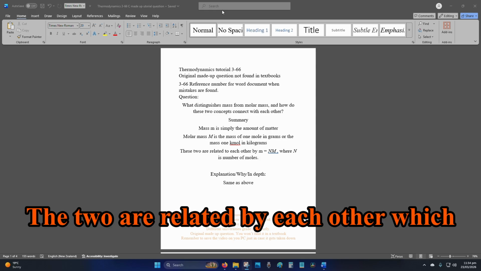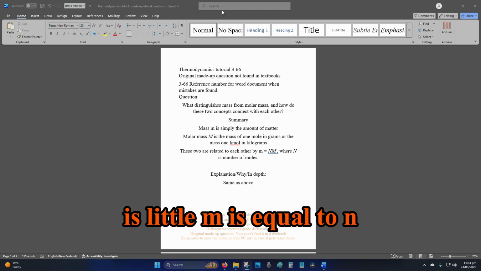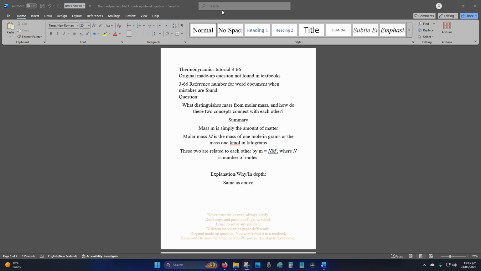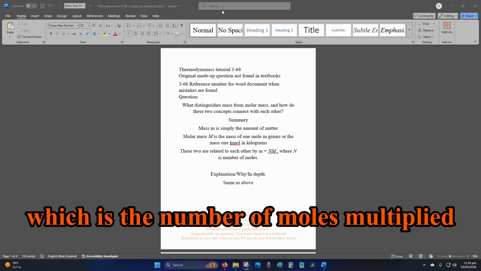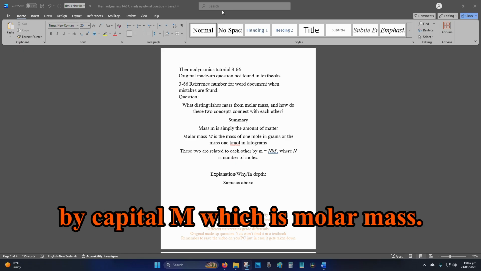The two are related to each other, which is little m is equal to n, which is the number of moles, multiplied by capital M, which is molar mass.